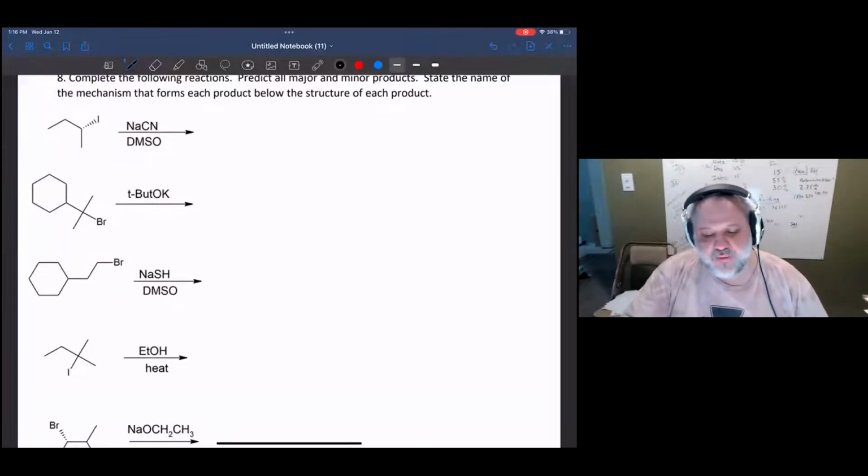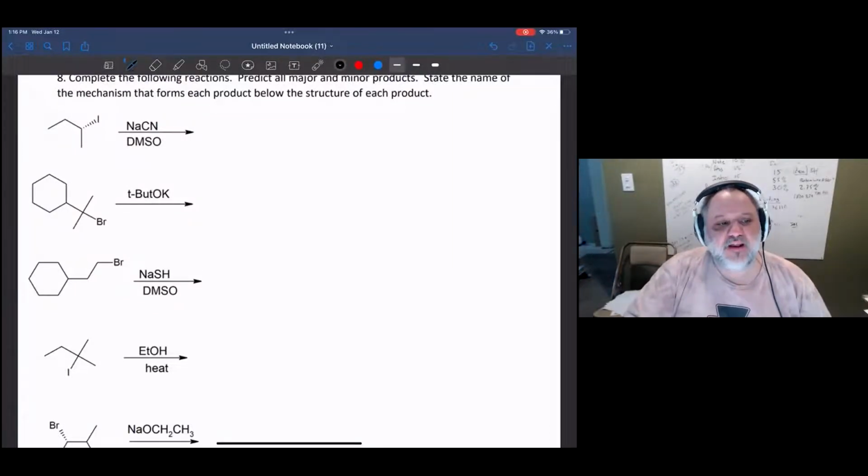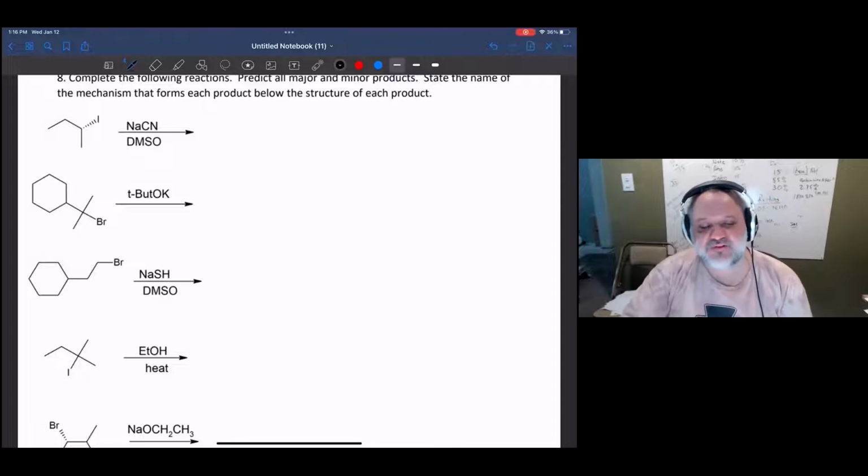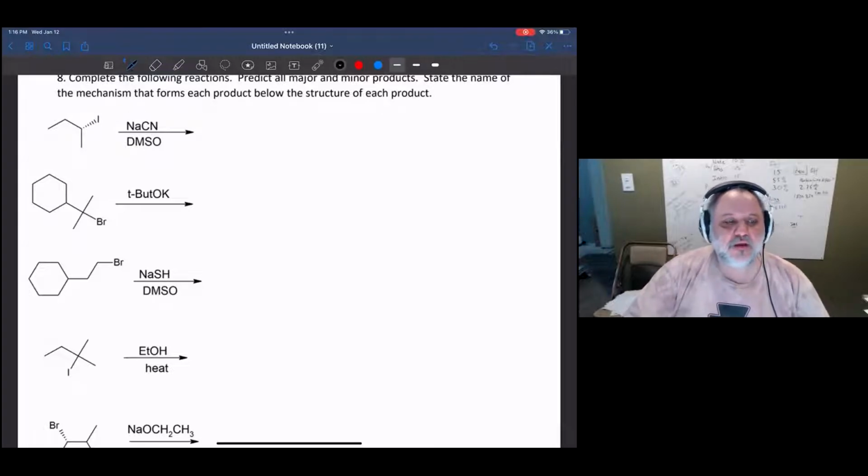All right, we're getting to that point of organic chemistry where you just got to complete the reactions. And so in order to complete the reactions, you have to know what each of these reactions and reagents does and how that affects the mechanisms in some cases. Okay, let's just go one at a time.